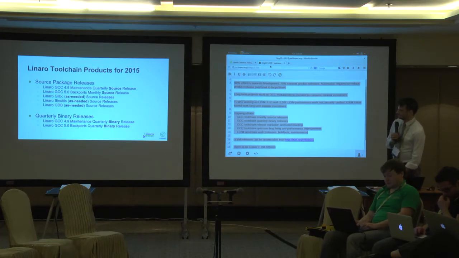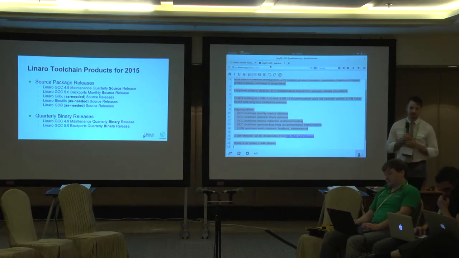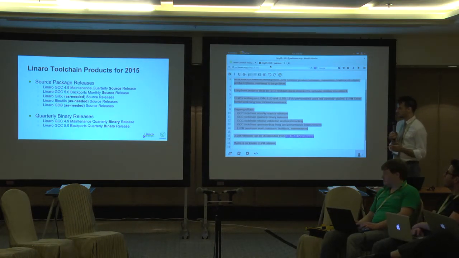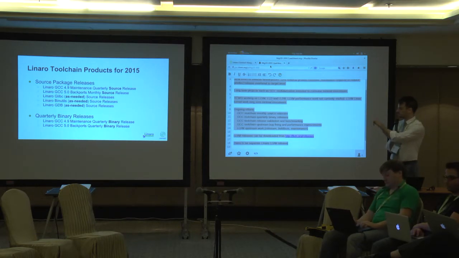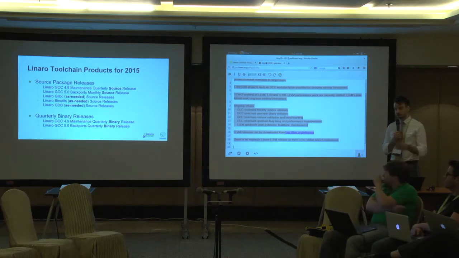All right, so just to do a quick tour of the Linaro Toolchain products for 2015. We have two main things we do, source package releases and these quarterlies. I spoke a little bit about the source packages already. A good thing to note is this is the first instance of Linaro GCC 5.0 backports, the monthly release. So GCC 5.0 should show up sometime in the March to April timeframe, I believe.